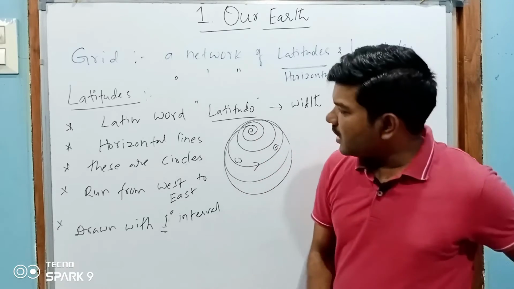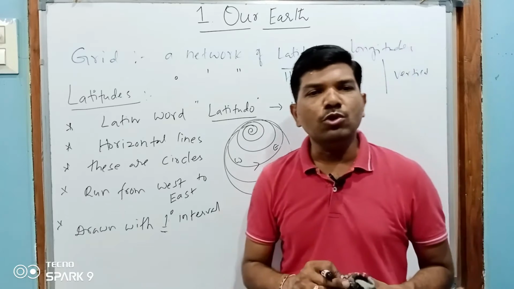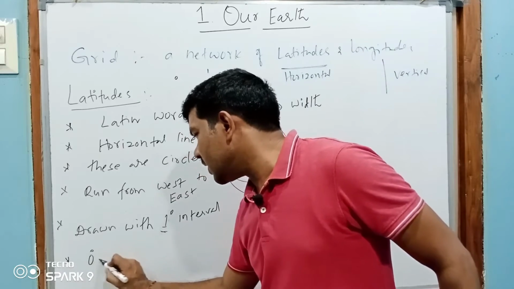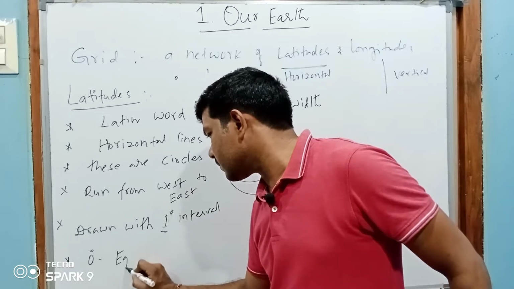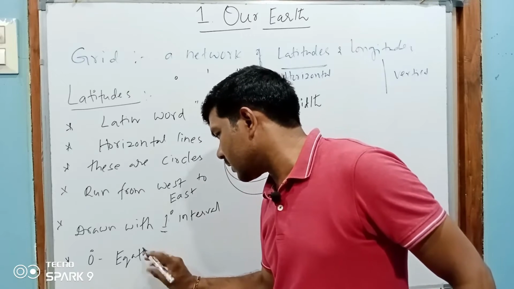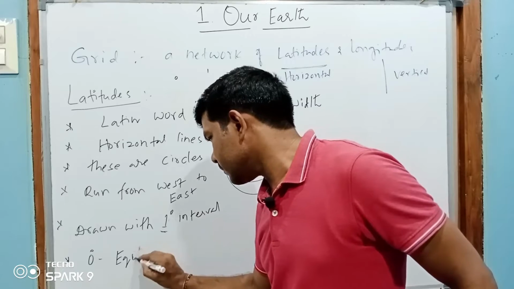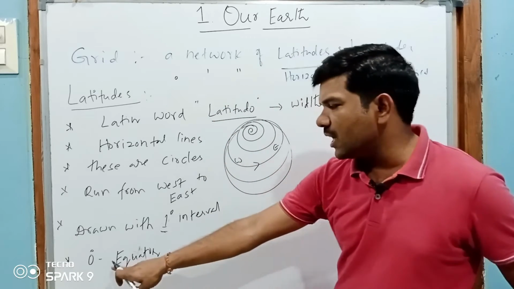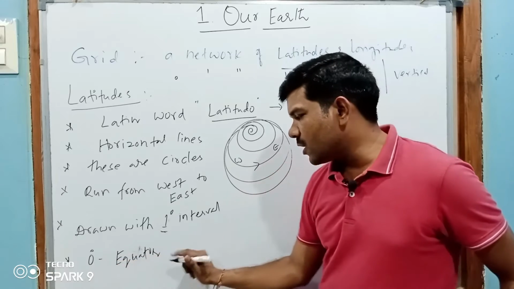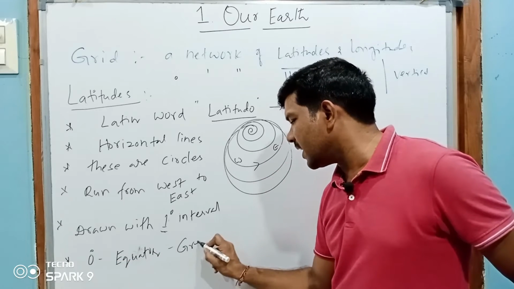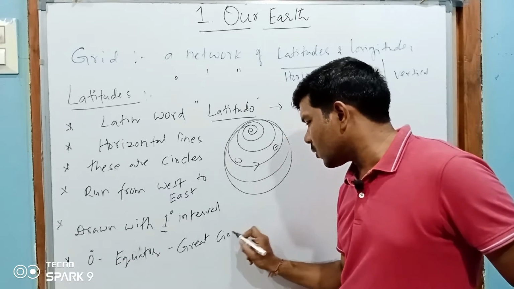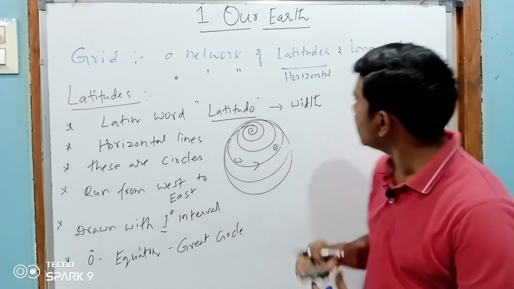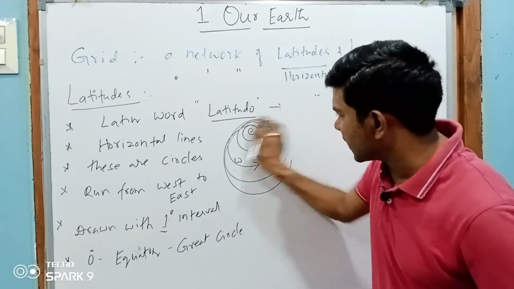And the equator divides earth into 2 equal halves. I said equator, 0 degree latitude is called the equator, also called the great circle. దీన్నే మరి గ్రేట్ సర్కిల్ అని కూడా అంటారు. It is also called the great circle.